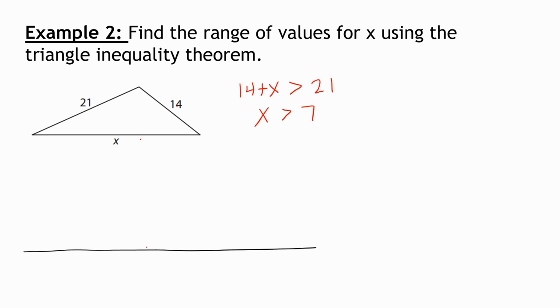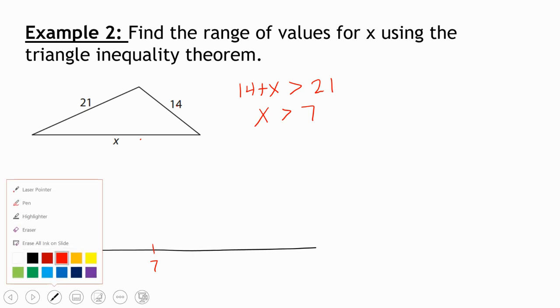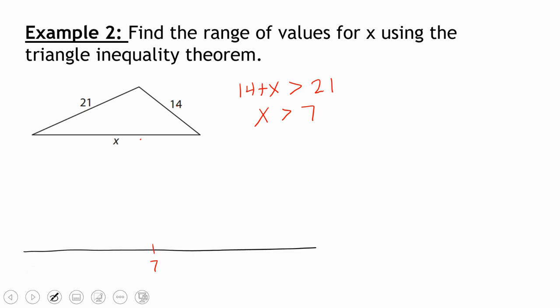So I'm going to say 7 is somewhere here, and it has to be values that are greater than 7. I'm just going to put 7 on there for right now. Let me move on to the next part. I'm trying to color code this as I go through.